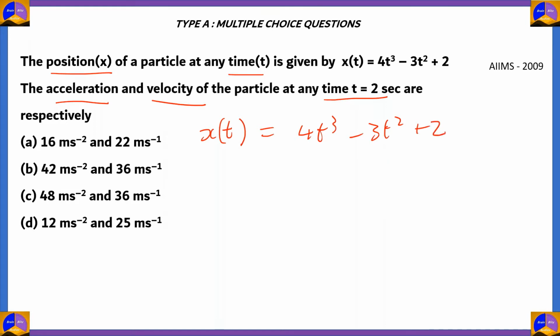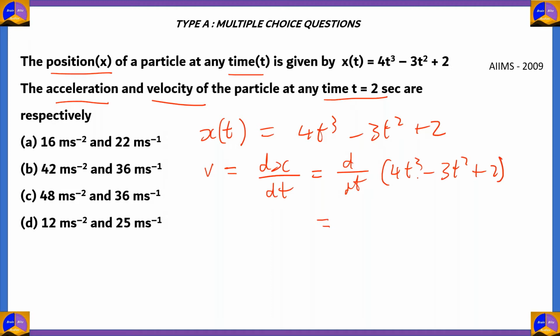So here we have to use differentiation. Because we have an equation, we need to differentiate it in order to get the other values. Now, instantaneous velocity can be written as dx/dt. And since x is given in terms of t, what we can do is we can write dx/dt as d/dt of (4t^3 - 3t^2 + 2).